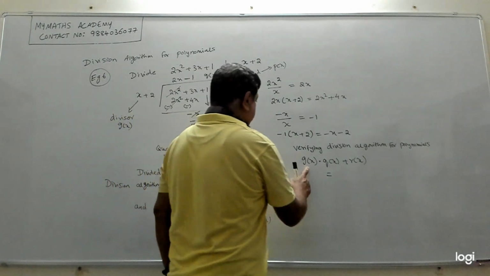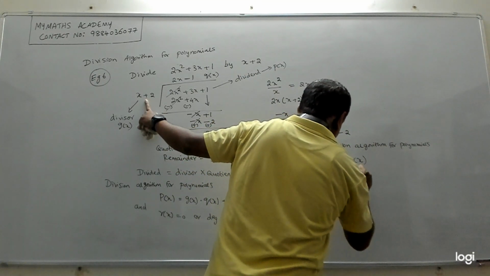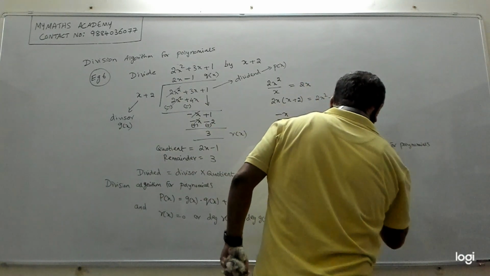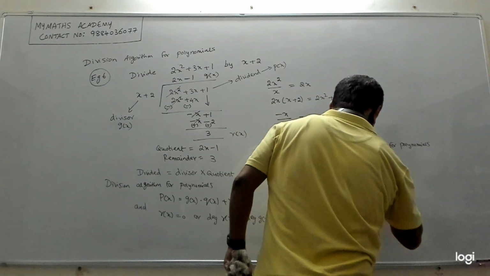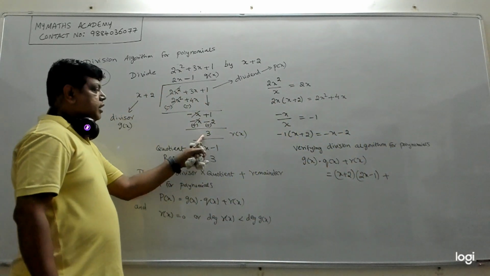So what is g of x? g of x is x plus 2, into q of x. q of x is 2x minus 1, plus r of x. What is r of x? 3.